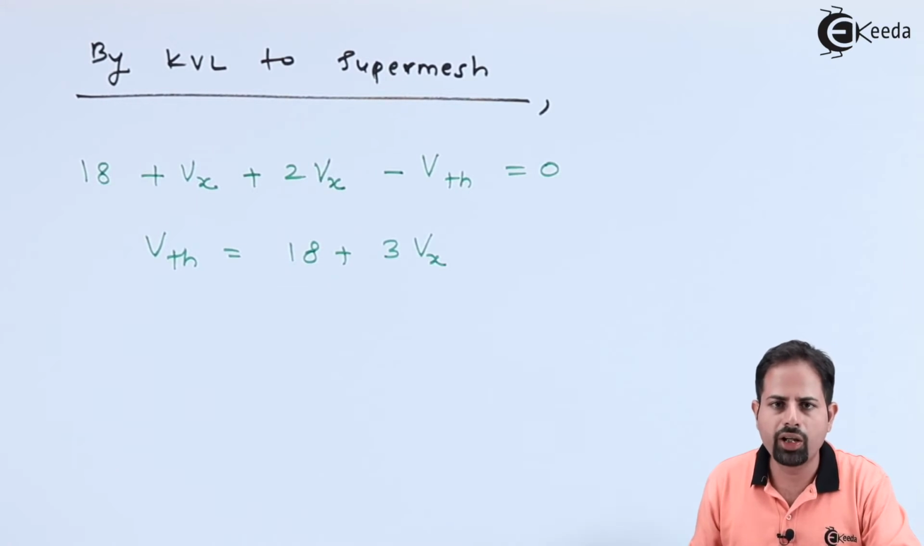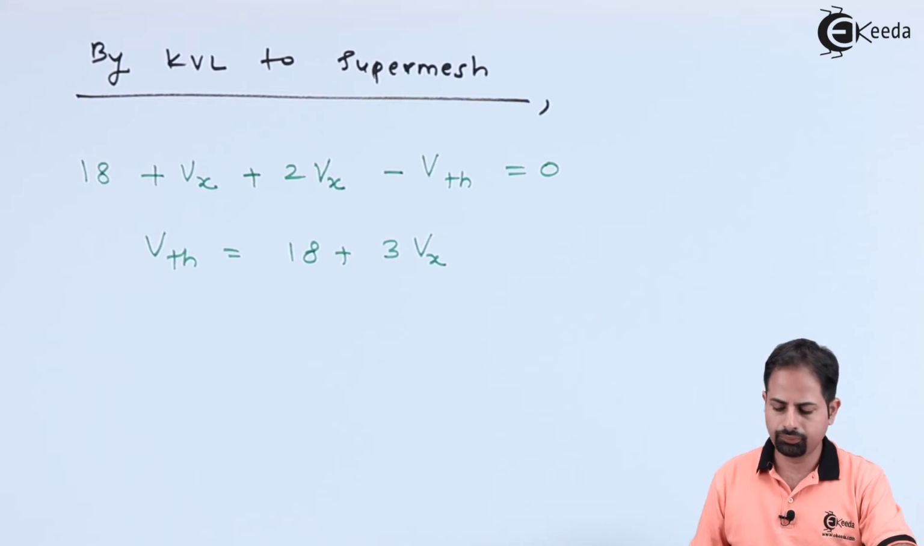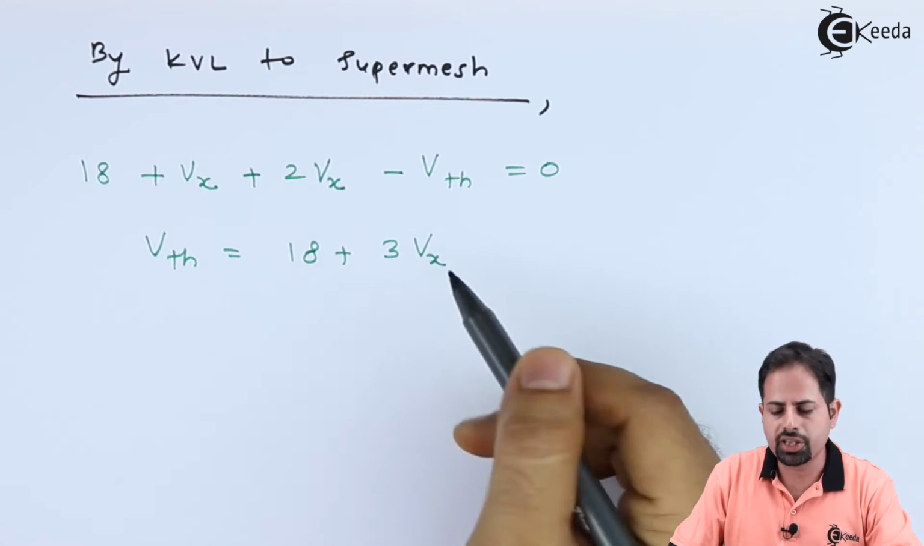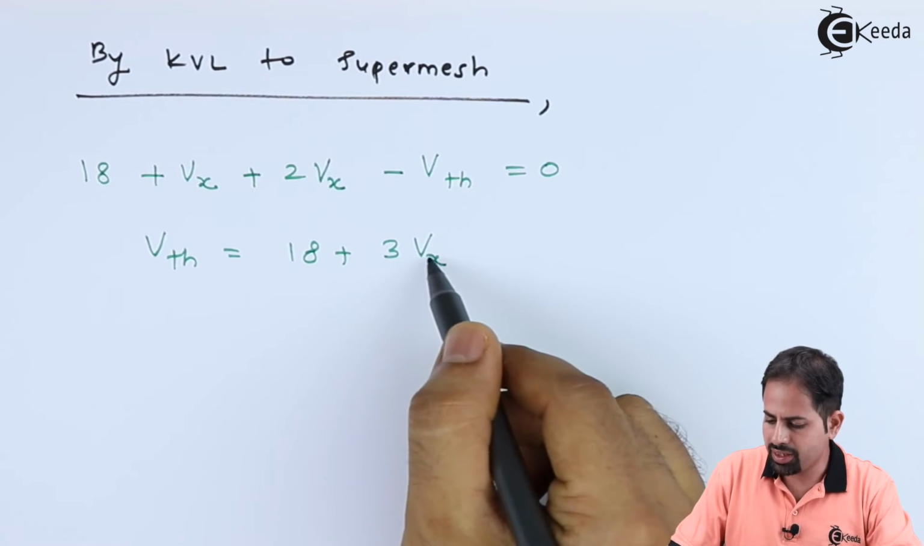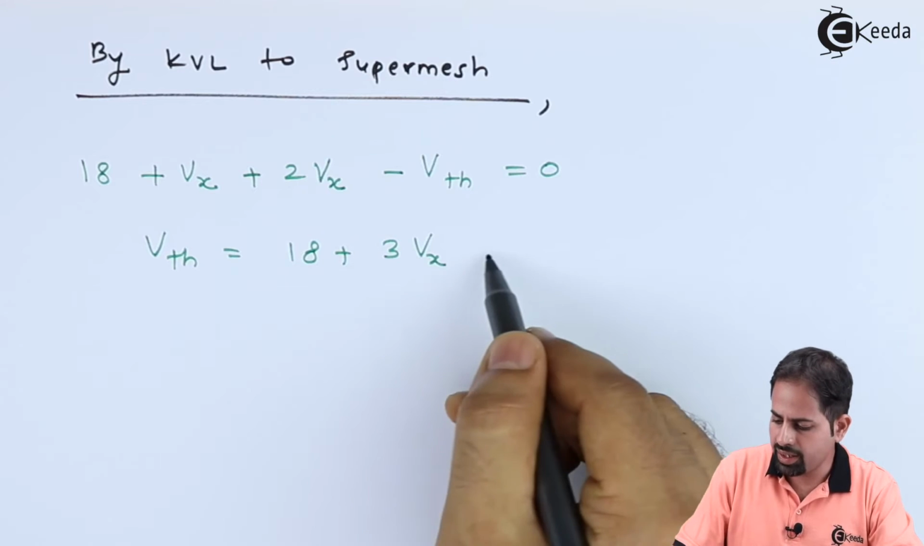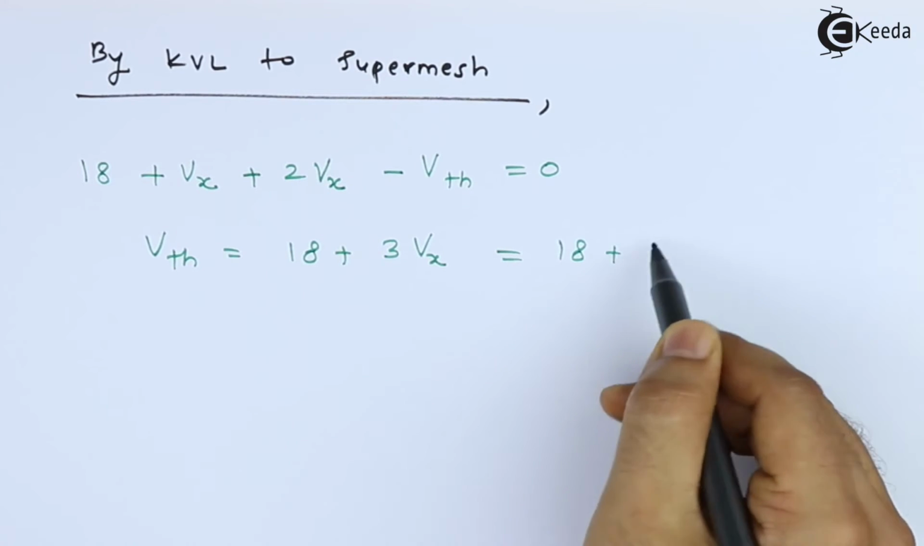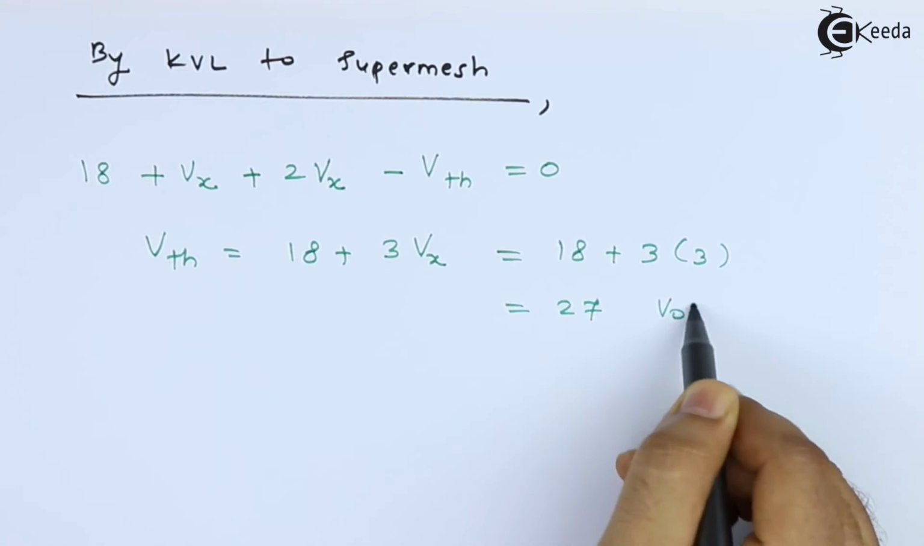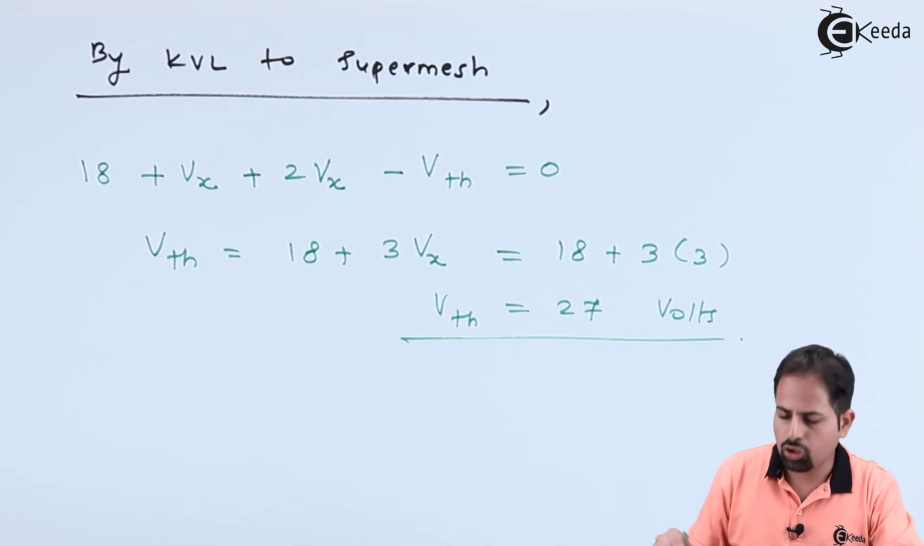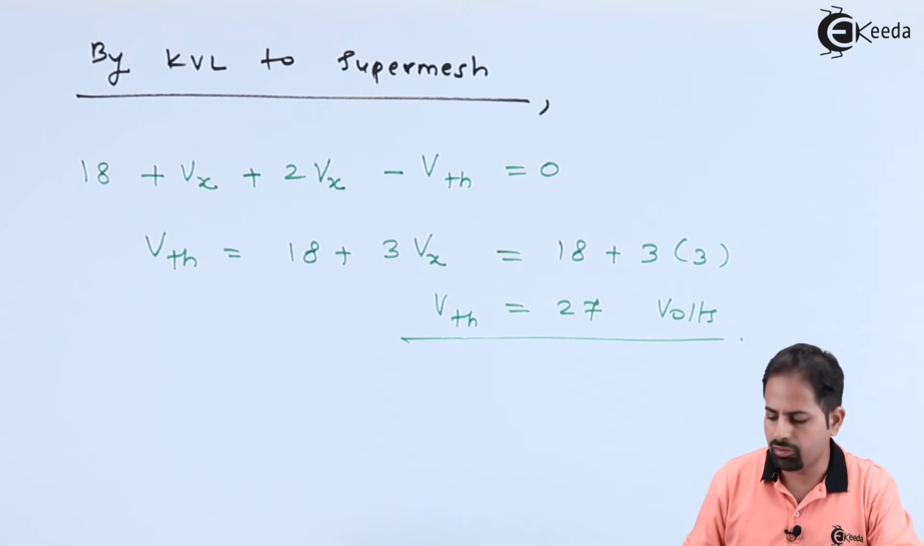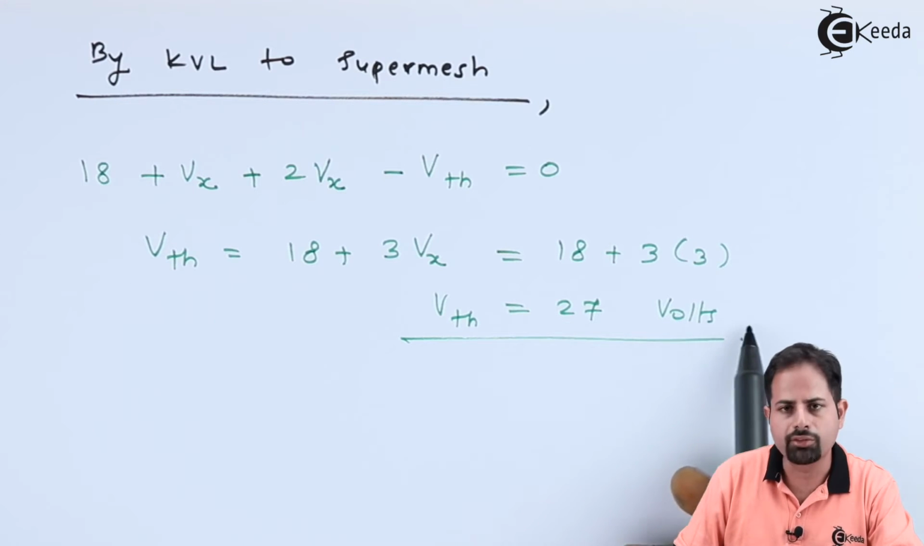And already we have the value of Vx. And that Vx value is 3 volts. So it is going to be 3 into 3, that is 9. So 18 plus 9, it is going to be 27. So step number 1 is done. That means Vth is equal to 27 volts.